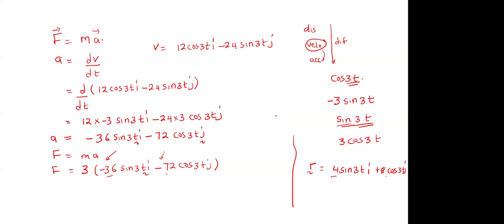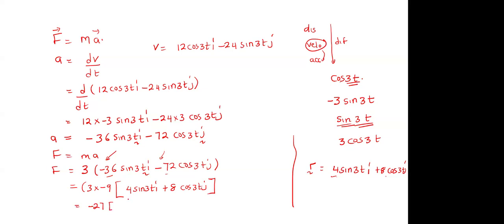Someone is saying 9. Ochenga said 9. Very good. So if we factor out 9, we shall say there is 3 times negative 9. So when I have factored out negative 9, meaning here I remain with 4 sine of 3t i plus 72 divided by 9, I think that is 8 cos 3t of j. So 3 times negative 9 will give us negative 27.